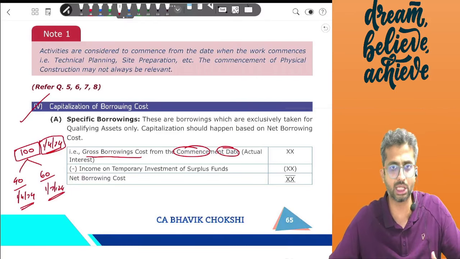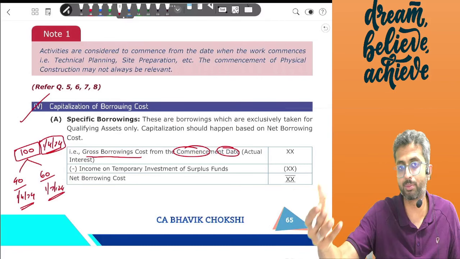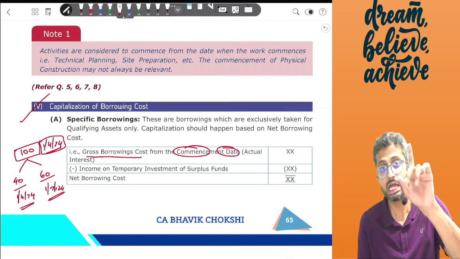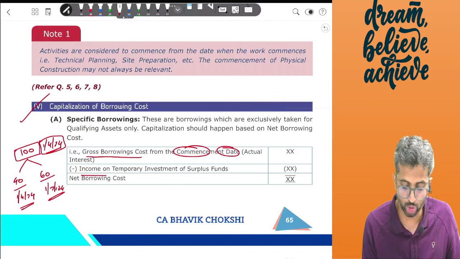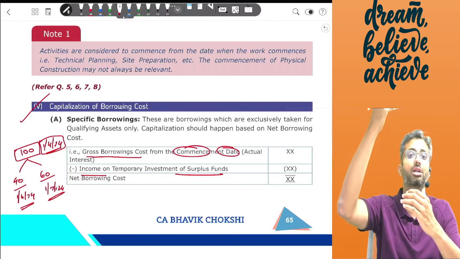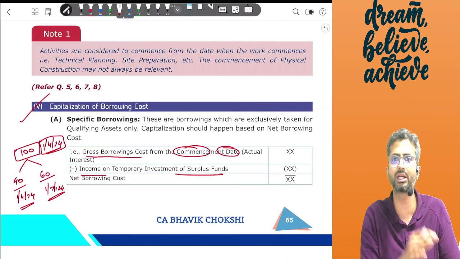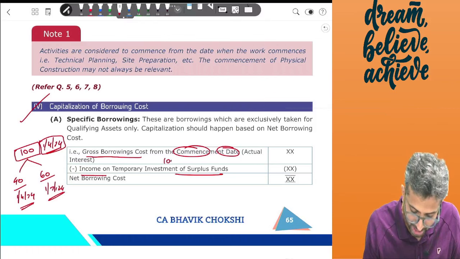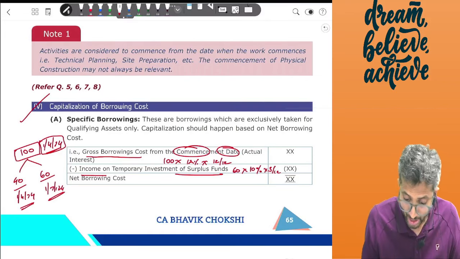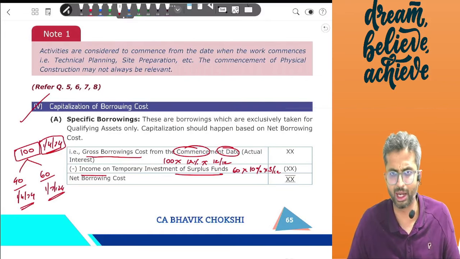Okay, so that 60 is surplus, and that surplus might generate income. Income on temporary investment of surplus funds in the case of specific borrowings is allowed to be deducted. And hence, if I'm deducting income, then the cost for that 60 should also be considered. So I will take the entire 100 at 12% for the entire 12 months, and 60 is the investment on which income is earned. Let's say the rate of income is 10% for the first 3 months. And that will give me the net borrowing cost to be capitalized.